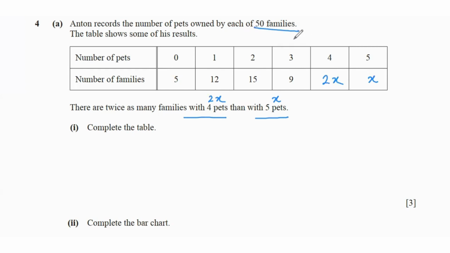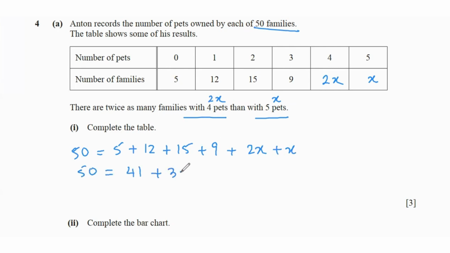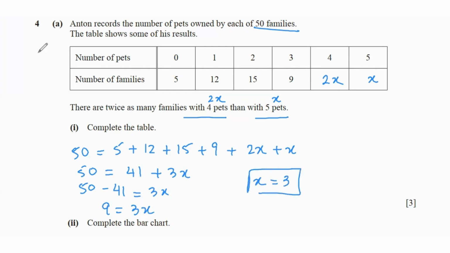Total number of families is 50. So we put 50 equal to the sum of the number of families. 5 plus 12 plus 15 plus 9 plus 2x plus x. That is basically 50 equals 41 plus 3x. Then 50 minus 41 equals 3x, which is equal to 9. And x is 3. So if x is 3, this is going to be 3 and this is going to be 6. 2x is 6.